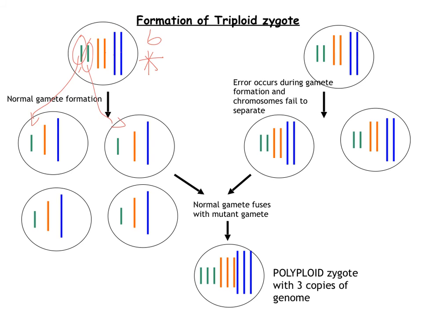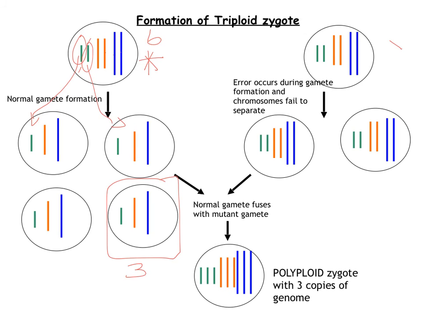There's a reason for that, but we're not going to go through the meiosis process. So you end up with gametes. Here's one, a gamete which has half the number of chromosomes, 3 chromosomes. Normally, if it fused with another normal gamete, you would end up with an individual that has 6 chromosomes.